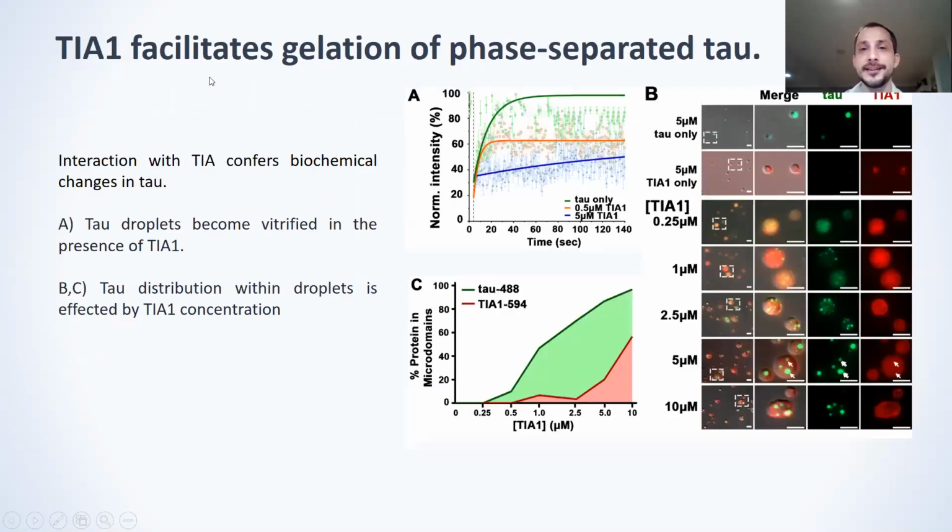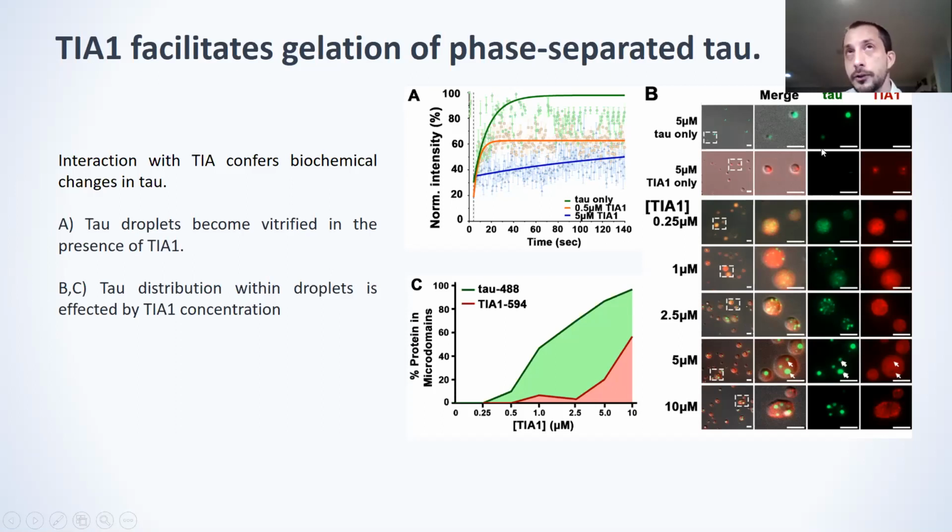TIA1 also facilitates biochemical changes in tau. So if you do fluorescence recovery after photobleaching on droplets of tau, they very rapidly recover after the area that's been photobleached. But if you add TIA1 in increasing concentrations, you reduce the recovery of the area that's been photobleached, suggesting that tau becomes vitrified, gelated in the presence of TIA1.